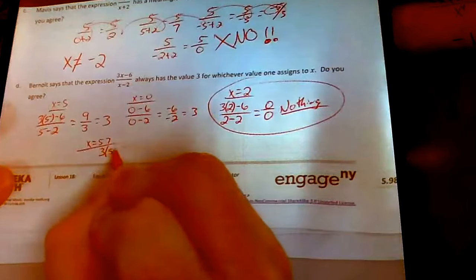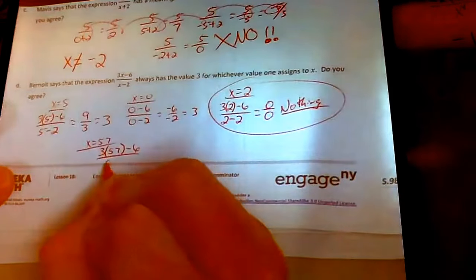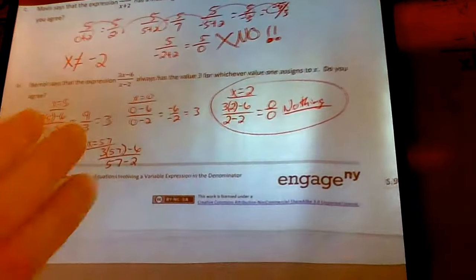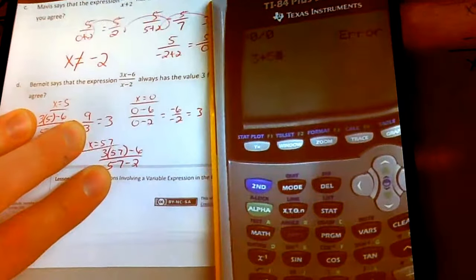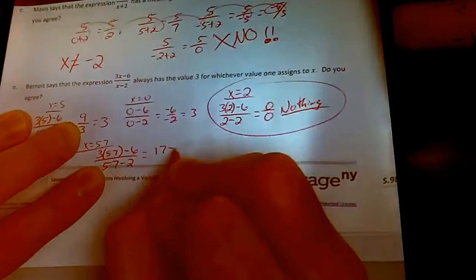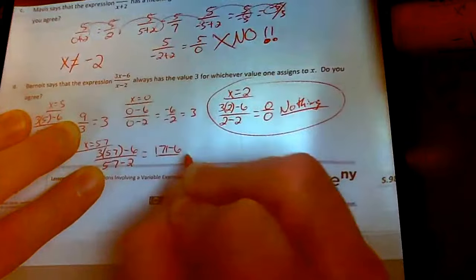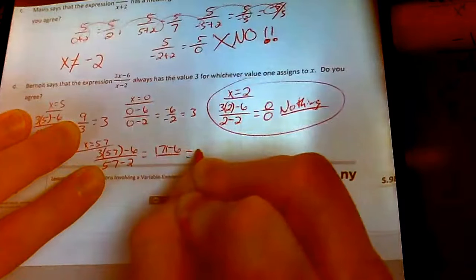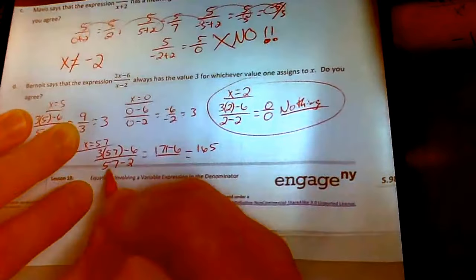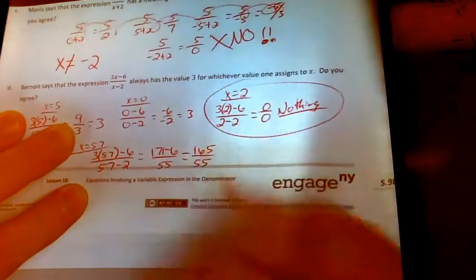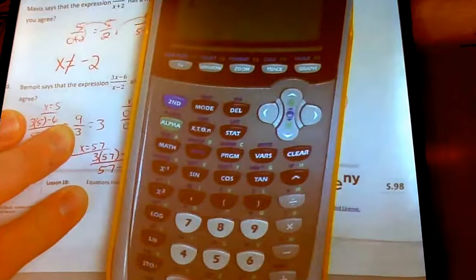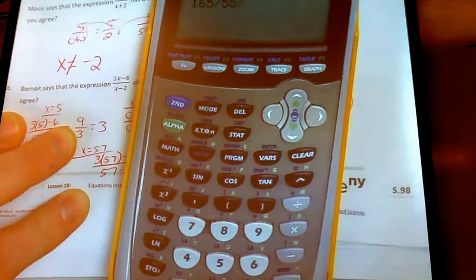3 times 57 minus 6 over 57 minus 2. Just to prove that I'm not making this up, 3 times 57 is 171 minus 6, and I'm going to do the top first. 171 minus 6 would be 165. Then on the bottom, 57 minus 2 is 55. If I do 165 divided by 55, this is the big moment, it's 3.